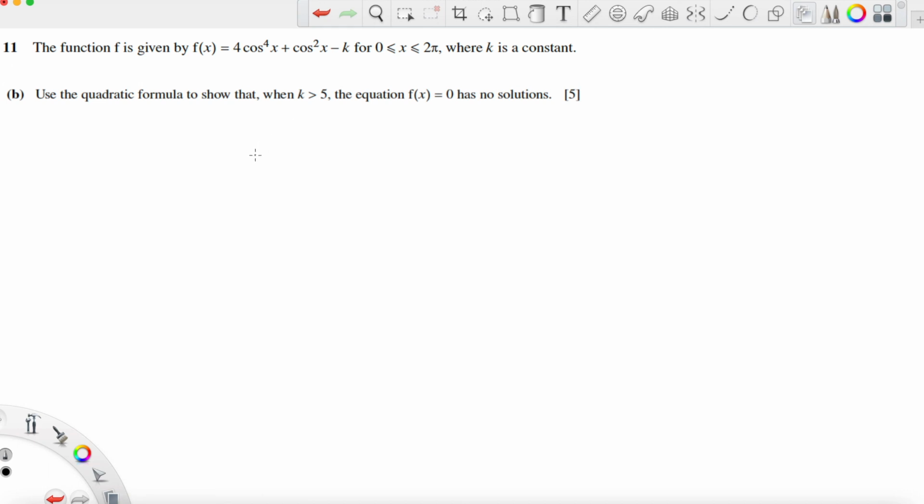Now for part B, it says use the quadratic formula to show that when k is greater than 5, the equation f of x is equal to 0 has no solutions. So I write cosine squared of x in the form of a quadratic equation, because it says quadratic formula: 4 cosine squared of x plus cosine of x minus k is equal to 0. In this quadratic equation, a is 4, b is 1, c is negative k.